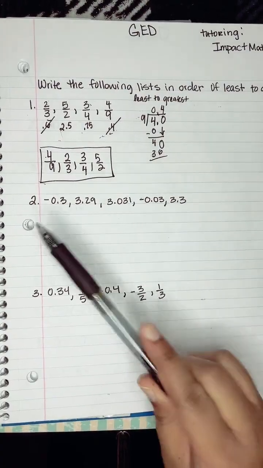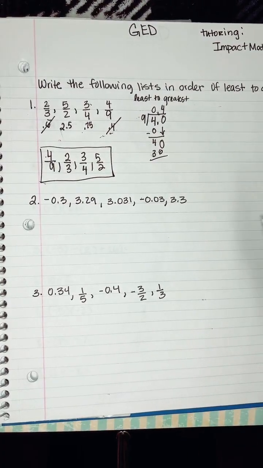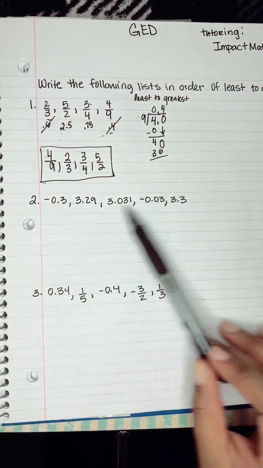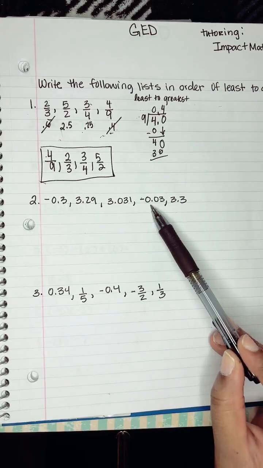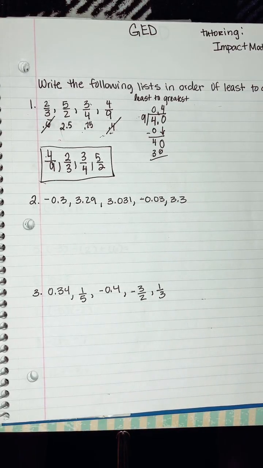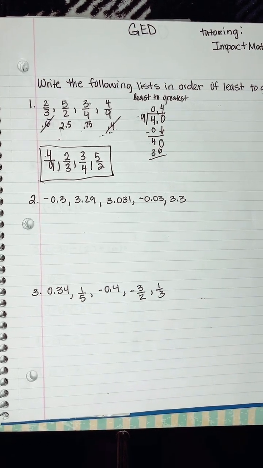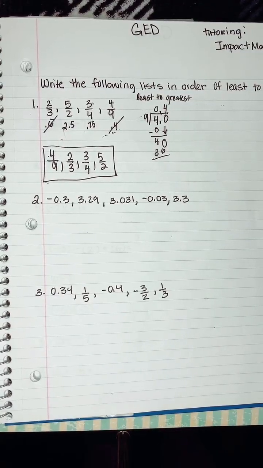Okay, so now number 2. Number 2 is about place value, but it's also about knowing your negatives too, right? Okay, we already have it in decimal, so that's a good thing. Which one of these is the smallest number? Put it in the chat. Which one is the smallest? Negative 0.03, negative 0.3. Negative 0.03. Oh, we're going back and forth between these.